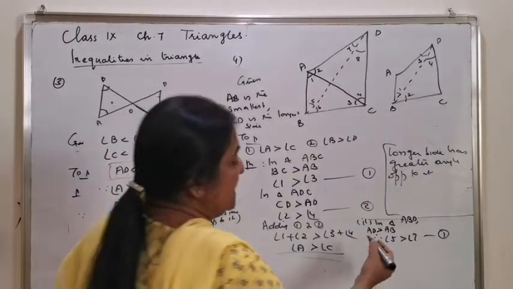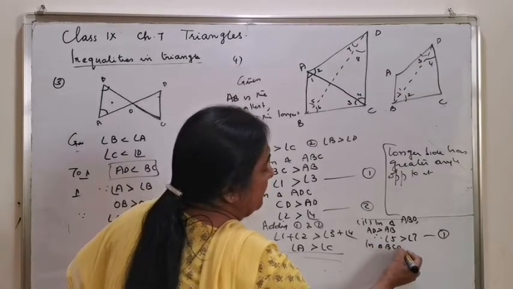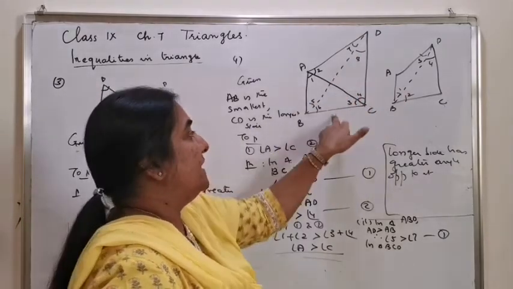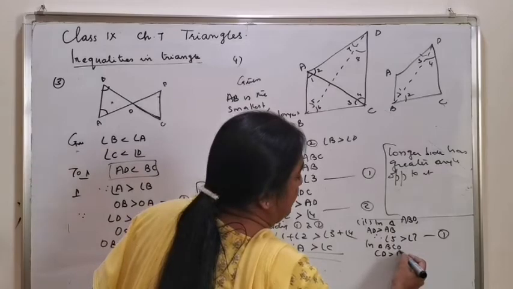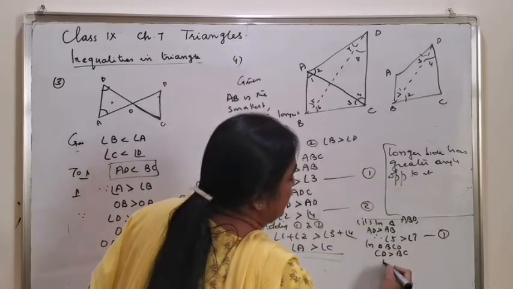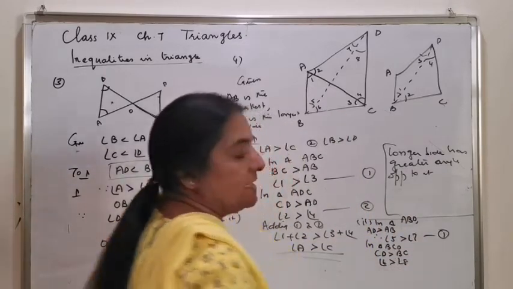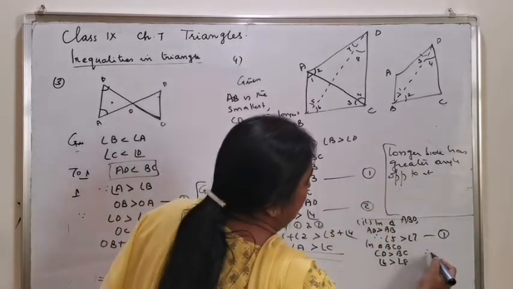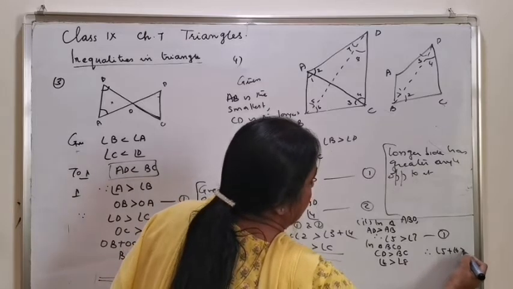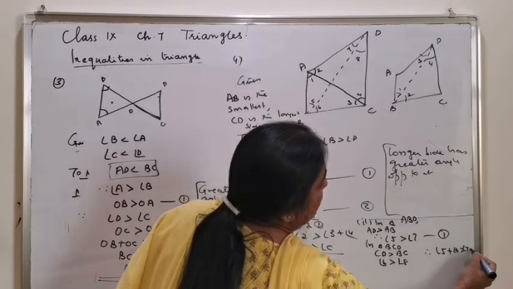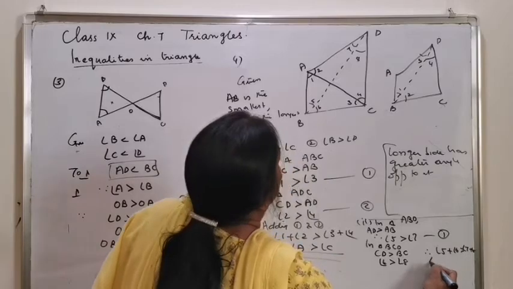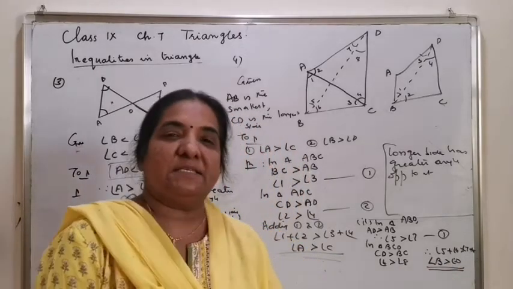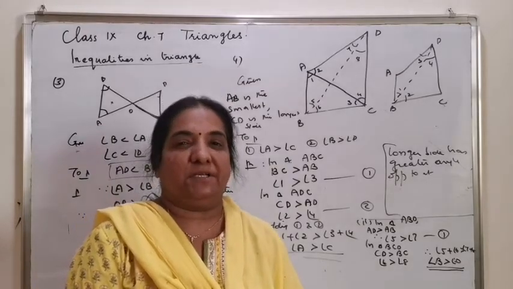Similarly, in triangle BCD, again, CD is the longest side. So, CD greater than BC, or you are getting 6 greater than 8. Angle 6 greater than angle 8. The same reason as you can mention. Therefore, angle 5 plus angle 6 is greater than angle 7 plus angle 8, or angle B is greater than angle D. Now, this is a very important 3-mark question.